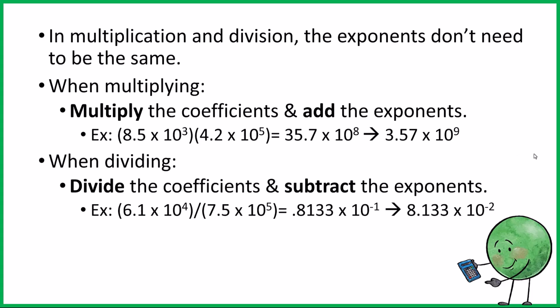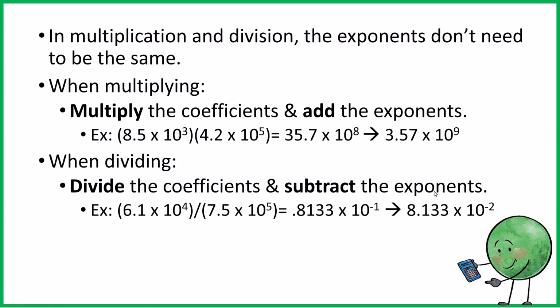When dividing, you divide the coefficients and then subtract the exponents. So the opposite process of multiplication here. So we have 6.1 and 7.5. We'll divide those and then subtract the exponents. 4 minus 5 is -1. So here is our temporary answer. Obviously, this is not between 1 and 10, so we're going to change it. We're going to move that decimal point over 1 to the right, and that'll make it 8.133 times 10 to the -2.